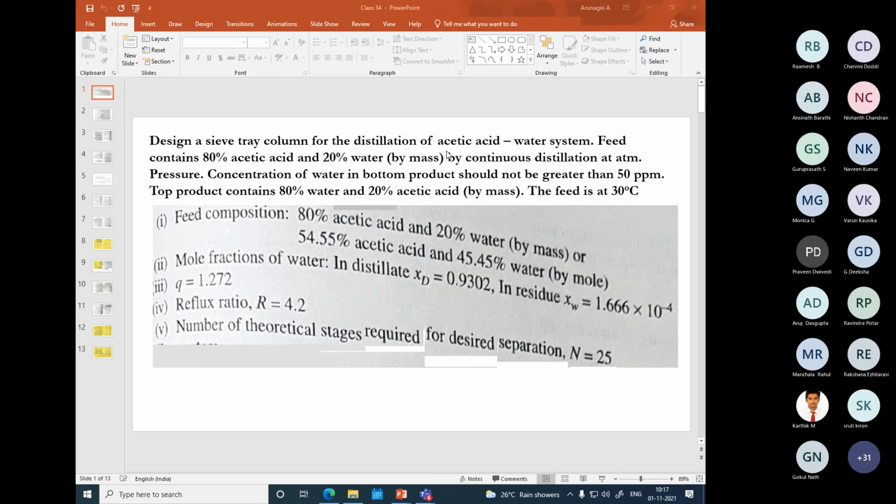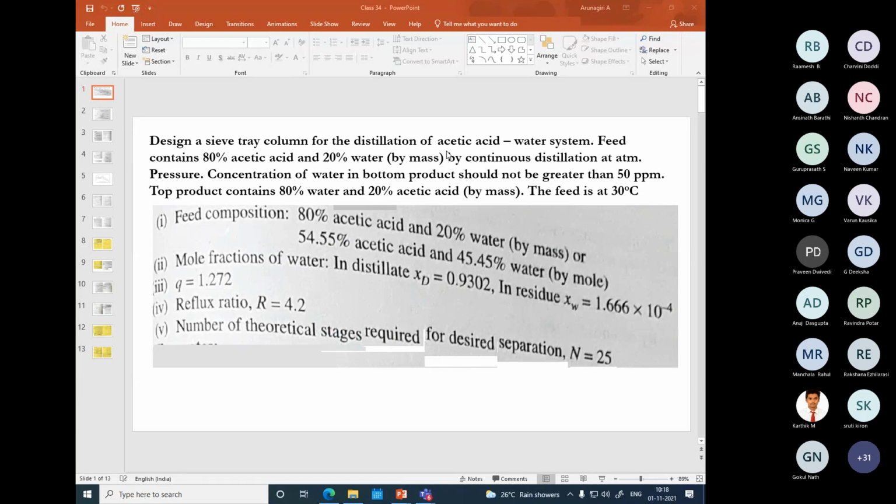The top product contains 80% water and 20% acetic acid. The feed is at 30 degrees centigrade. It's given. Then apart from that, they have given some more data. They have given the feed composition, that is 80% acetic acid and 20% water. It's given in the problem. Here you can convert it into mole percentage also. If you convert it, that would be around 54.55% acetic acid and 45.45% water. This is the feed composition.